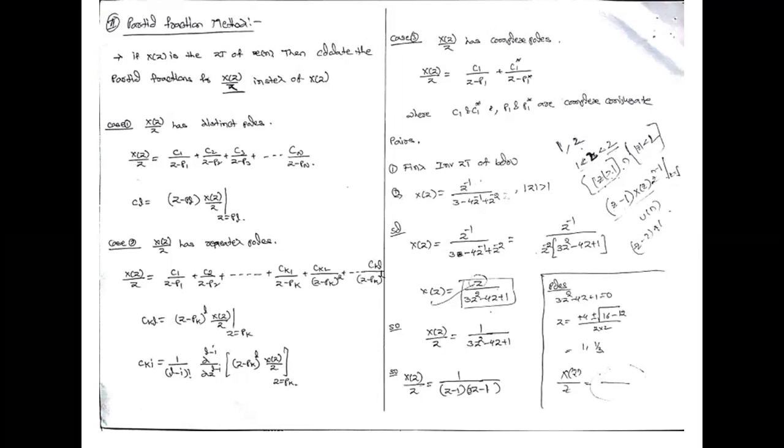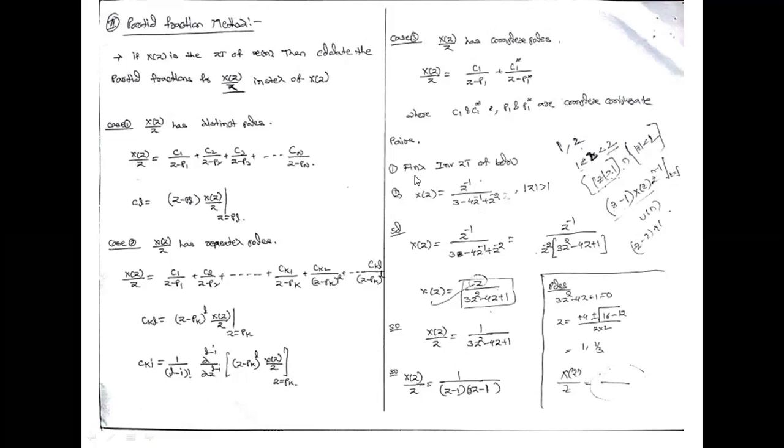We have three cases. The first case is distinct poles: when we get different poles, how we can find the inverse transformation using partial fraction expansion. If there are repeated poles, we can follow this procedure to find the inverse transformation for the given function X(z) by using the partial fraction method. And the third case, if we have complex poles, you can use this procedure to find the inverse transformation of the given function by using the partial fraction method. These three cases we know.